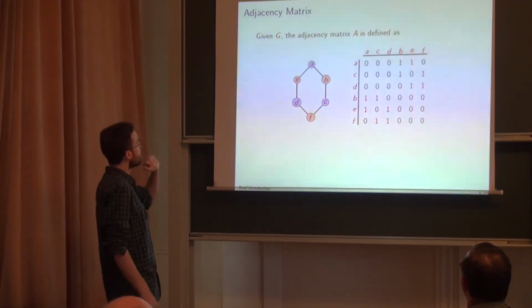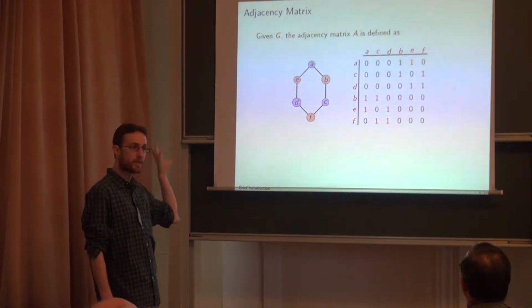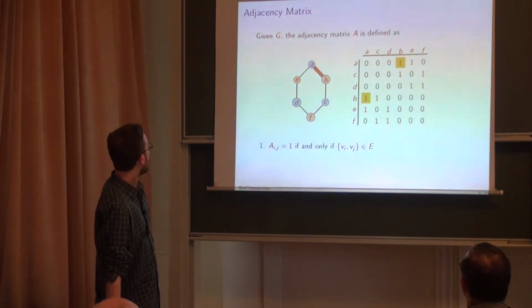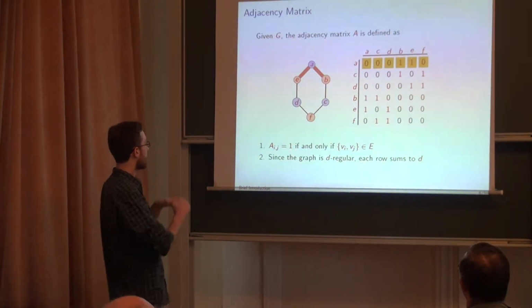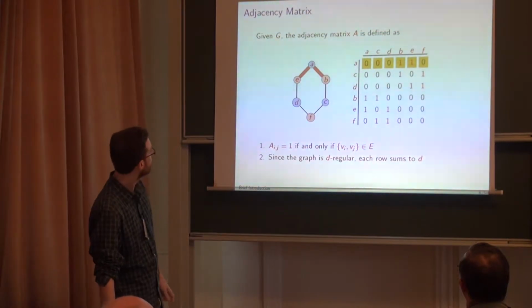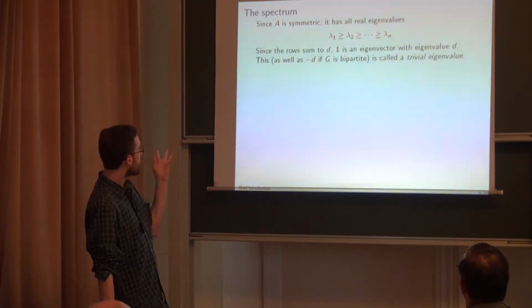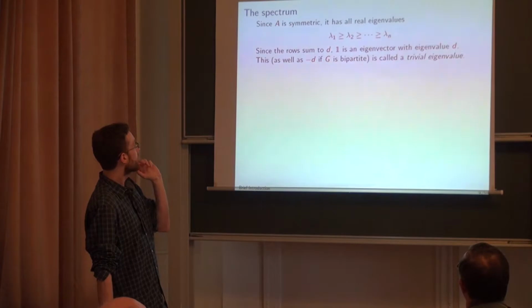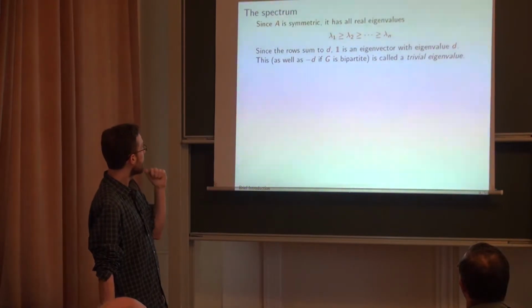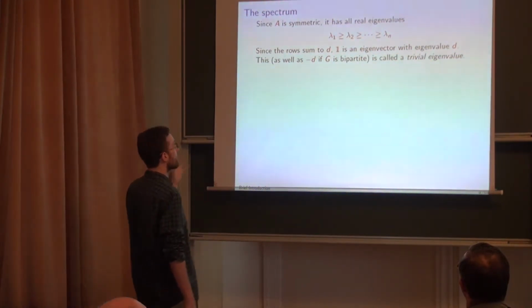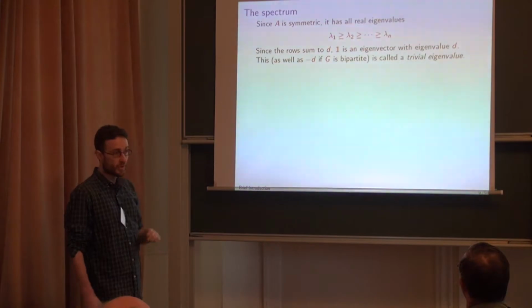So I'm going to use the adjacency matrix. If you're used to the Laplacian, this is minus the Laplacian with the diagonal zeroed out, where A_ij is 1 if and only if (i,j) is in E. And here, since the graph is D-regular, all of the rows are going to sum to D. So since A is symmetric, it has all real eigenvalues. Since the rows sum to D, the all-ones vector is an eigenvector with eigenvalue D. And if G happens to be bipartite, then minus D is an eigenvalue as well. And you can't get rid of these. These are sort of a penalty that you pay for being a finite graph of degree D. So we call those trivial eigenvalues.